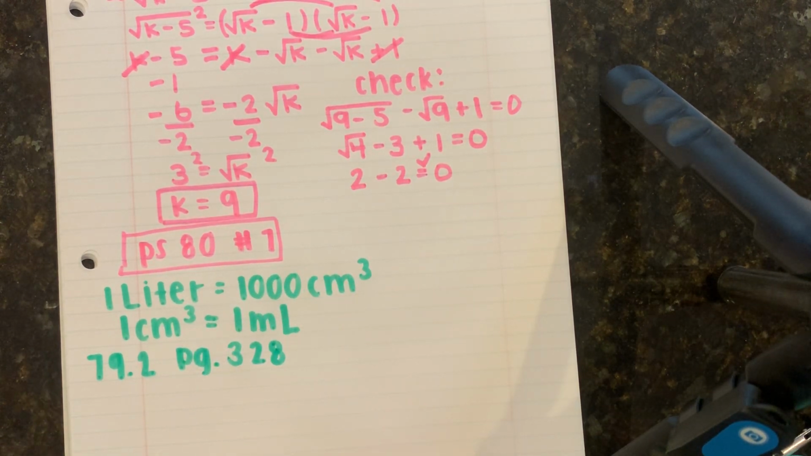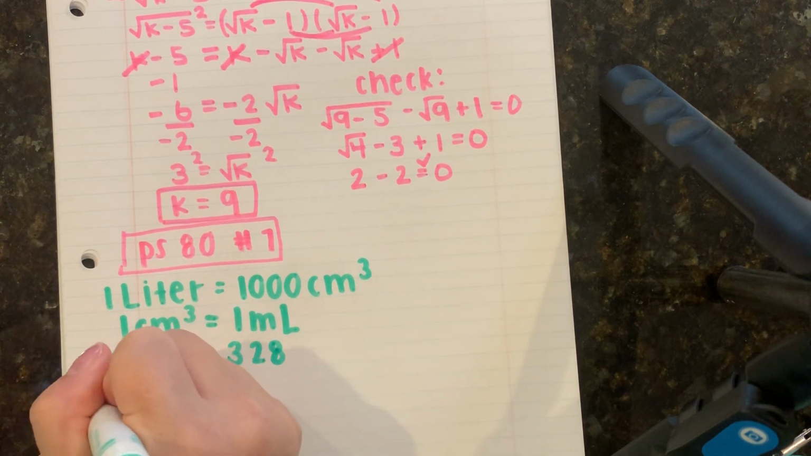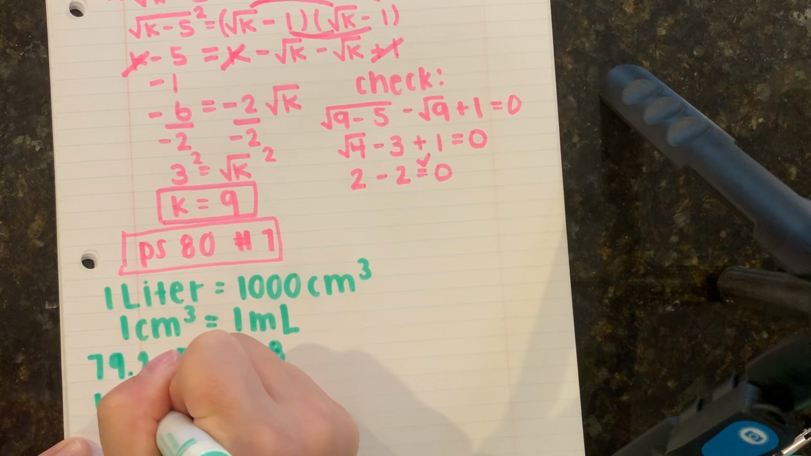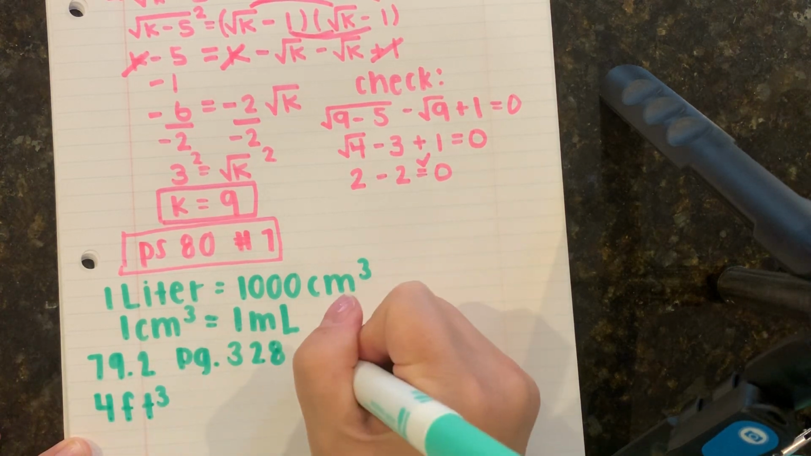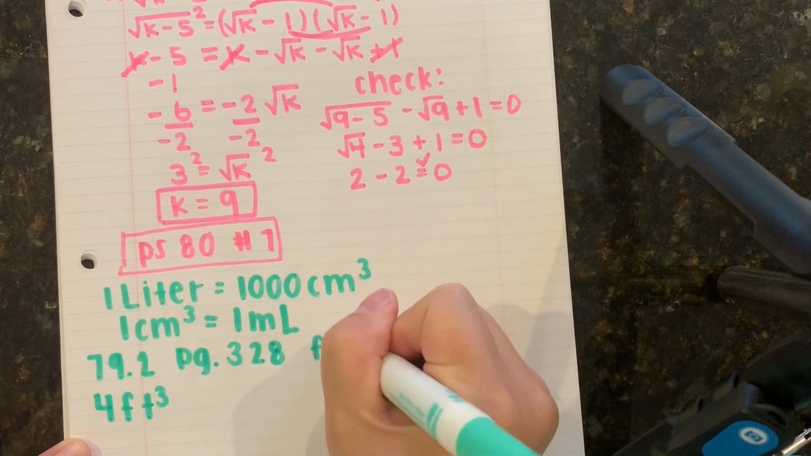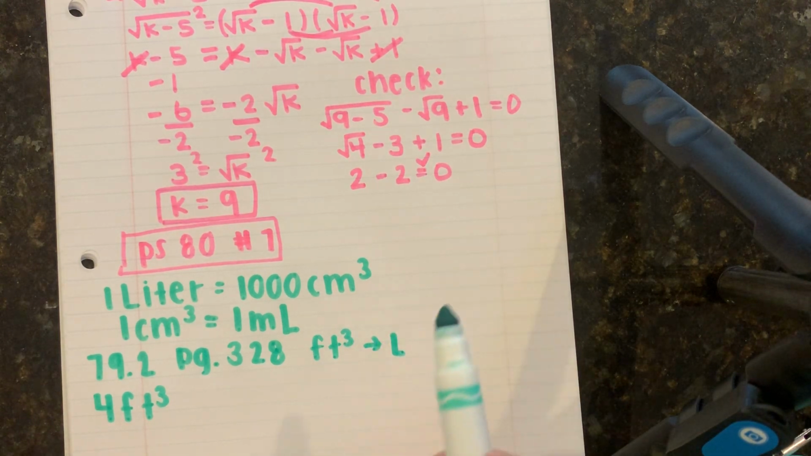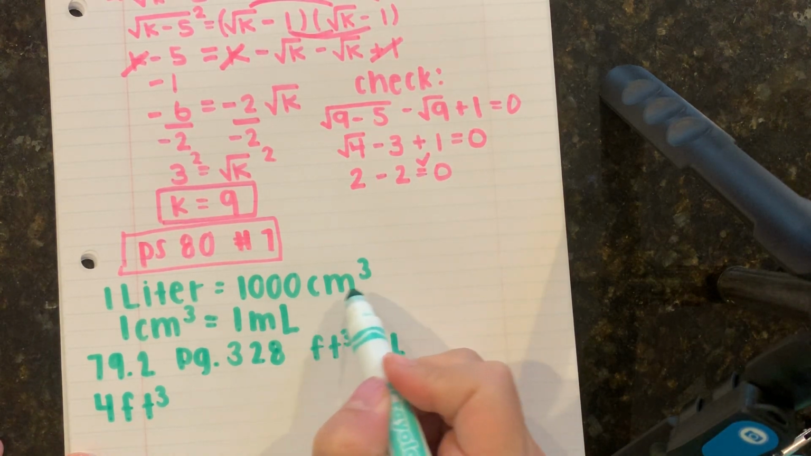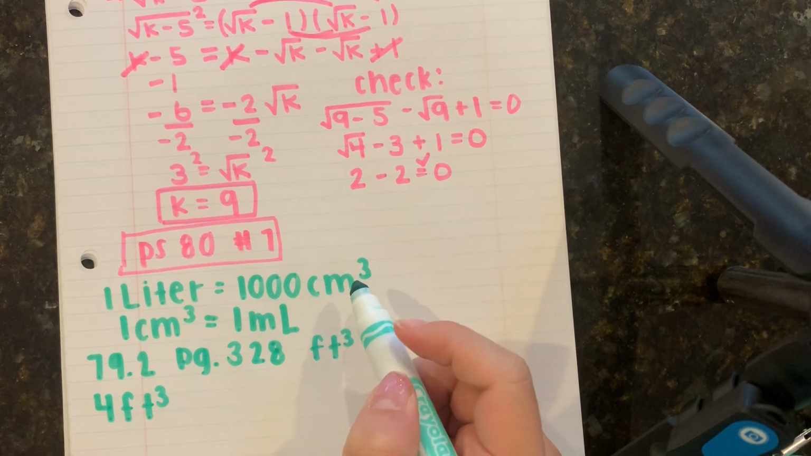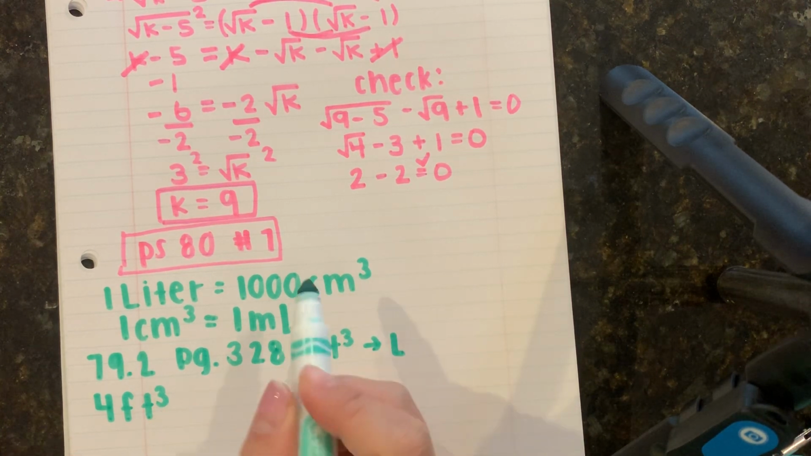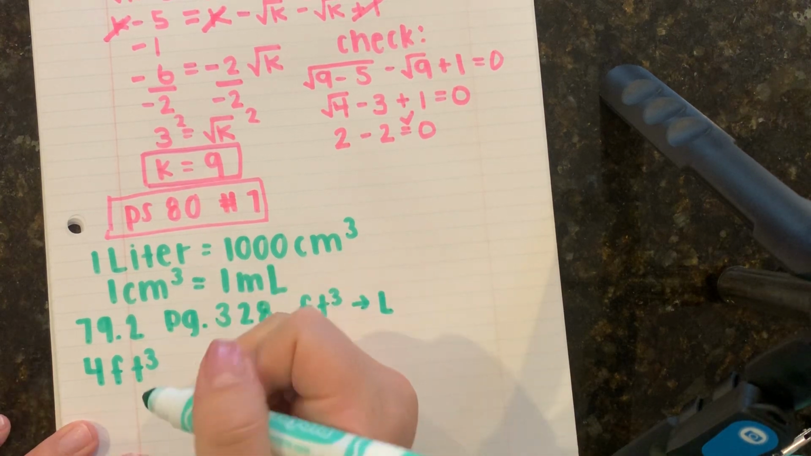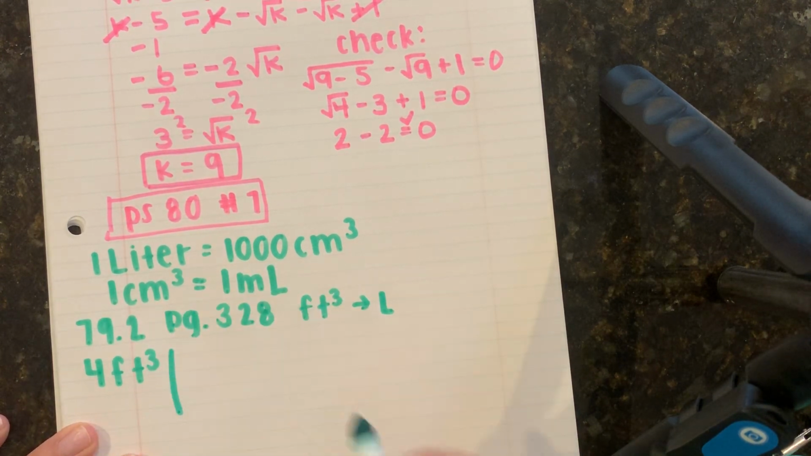So the example that I have is 4 cubic feet to liters. So 4 feet cubed, and I'm trying to get this, so feet cubed to liters. I know that I am going to end up using this unit multiplier here, which means that I need to get this from feet to centimeters. So to go from feet to centimeters, I am going to start by going from feet to inches.